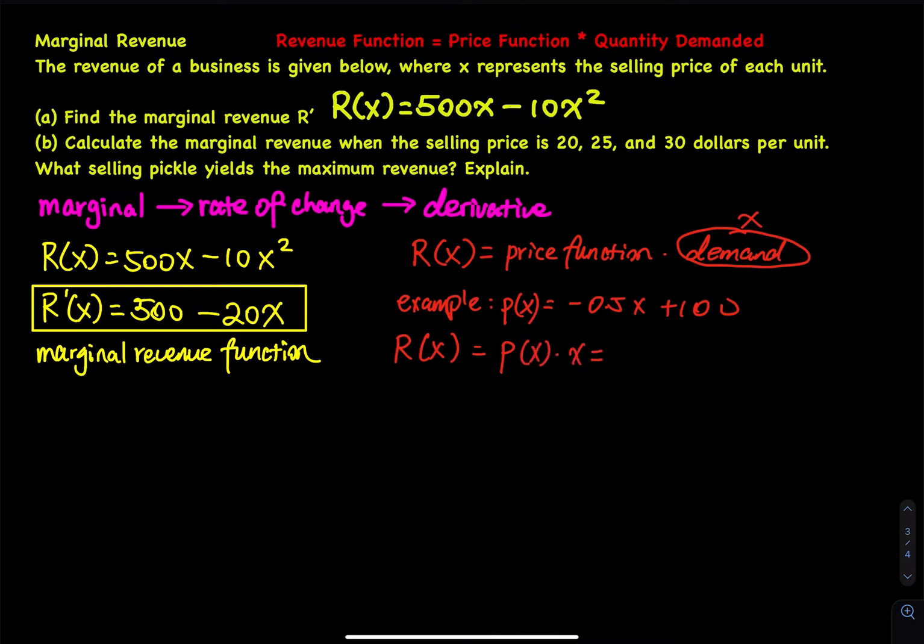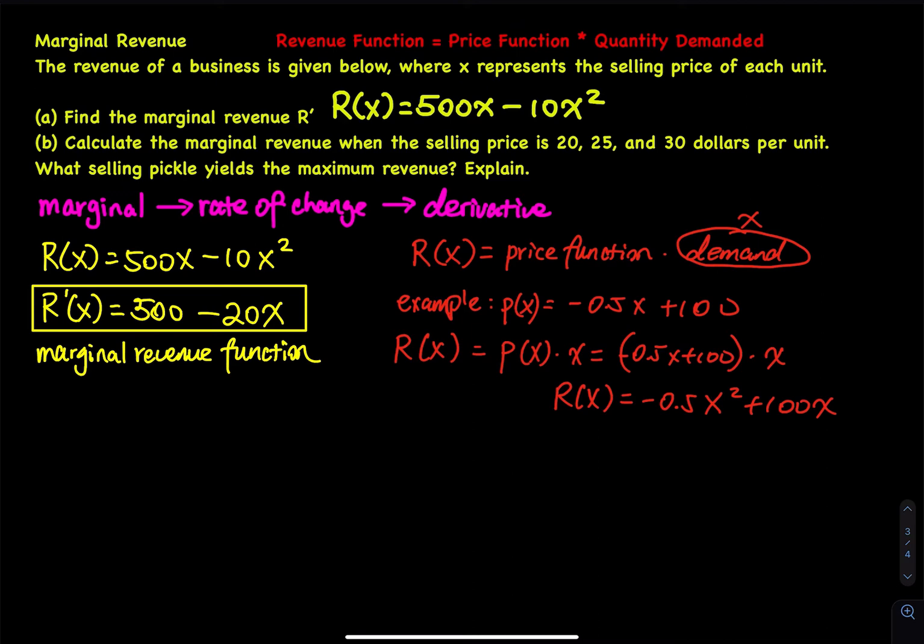So you are taking negative 0.5x plus 100 and then times X. So your R of X is equal to negative 0.5x squared plus 100x. So in some revenue problems, you have to do this to get the revenue function yourself. The problem won't just give you the revenue function. All right, so be careful if you are in this kind of situation. And now we are moving on to part B.